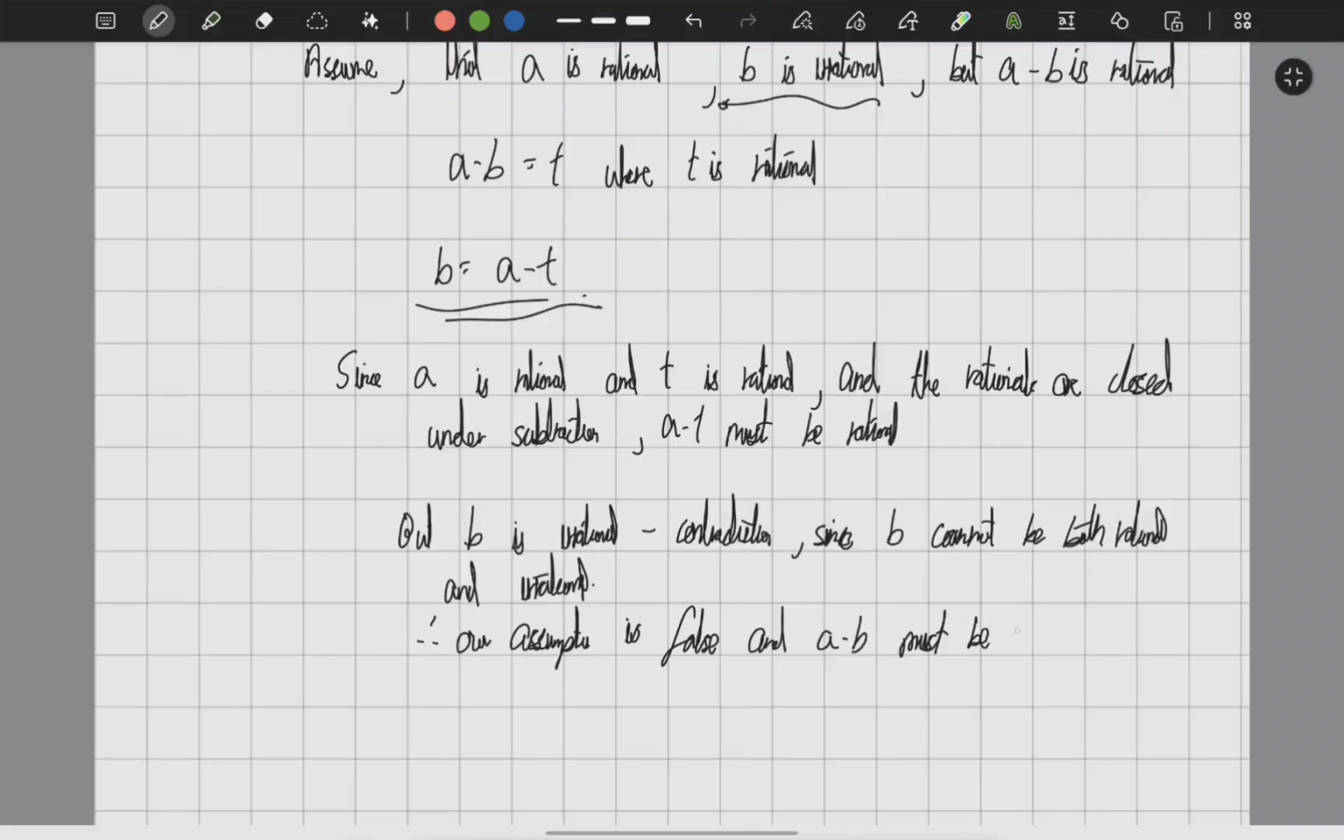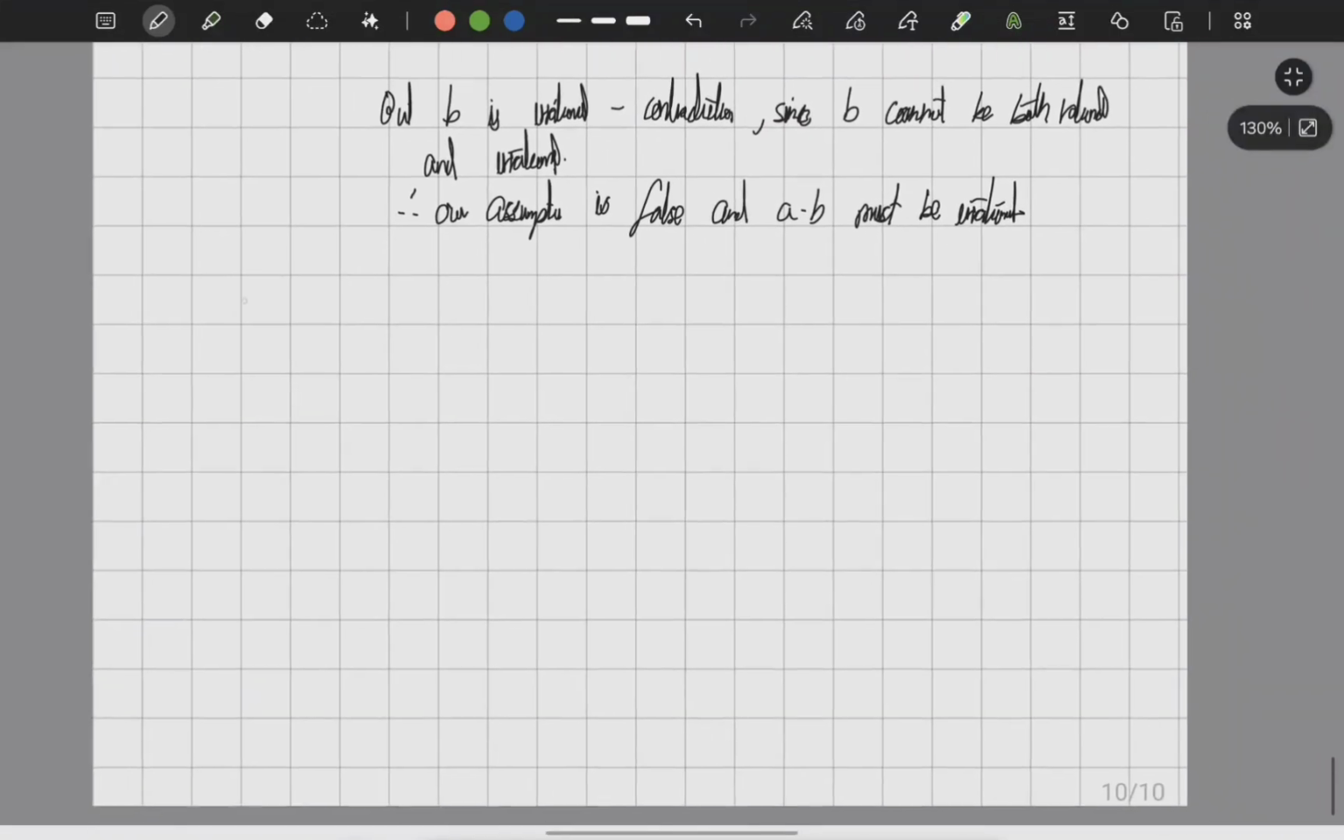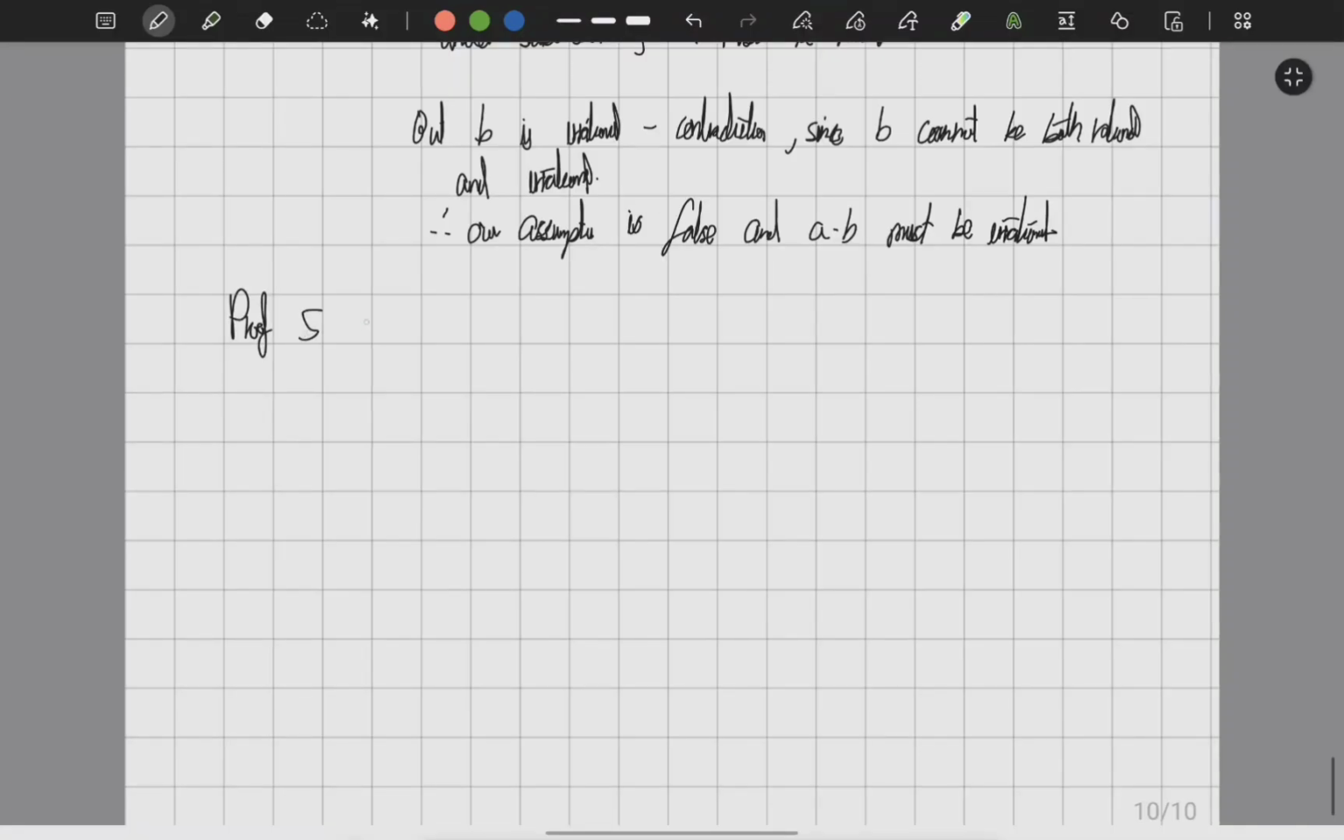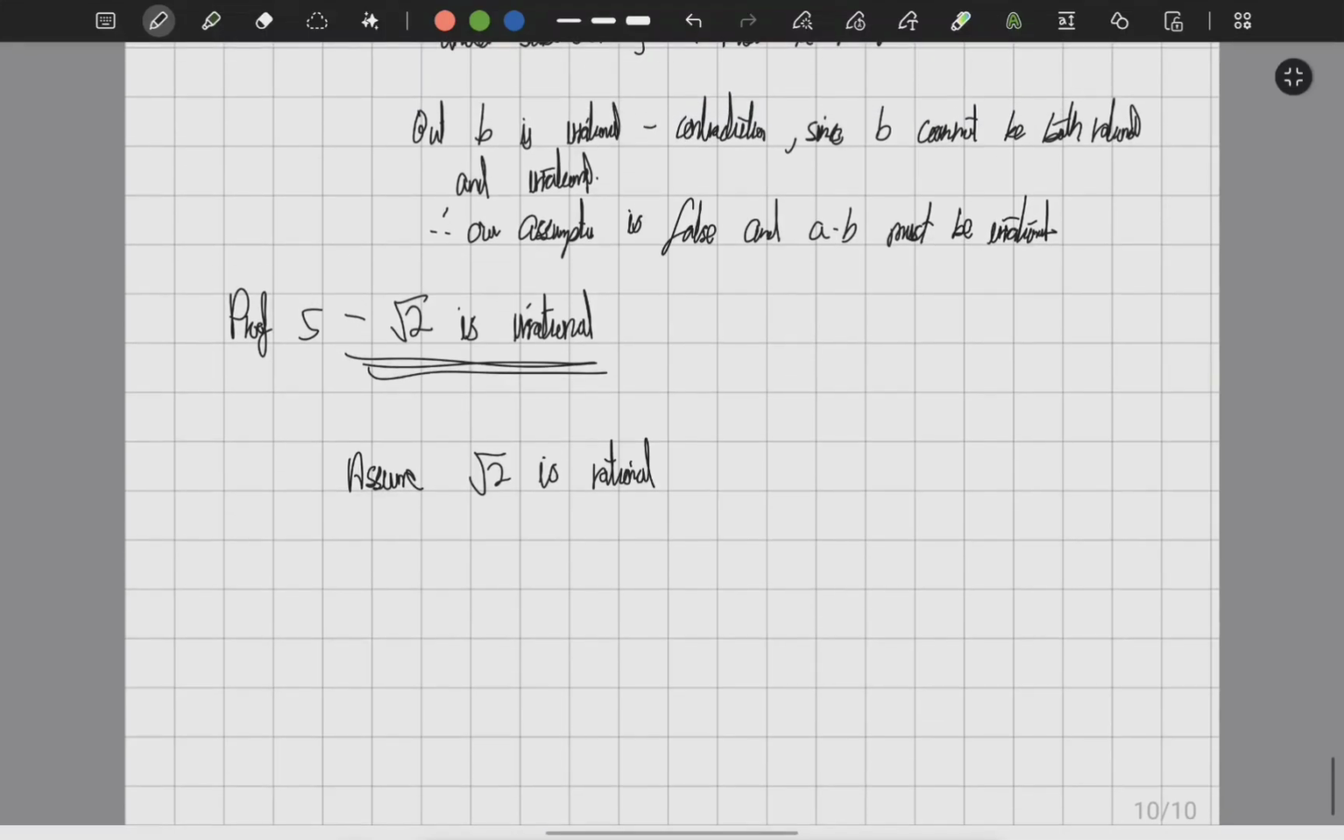One more left for this video. Okay, this is a nice one. Proof 5. Root 2, prove by contradiction, root 2 is irrational. This is a standard one. Maybe your teachers have showed you this before as an example of why root 2 is irrational. So our contradiction is quite easy to see, or our negation. Assume root 2 is rational. That's fine. So then now if we say root 2 is equal to p over q.